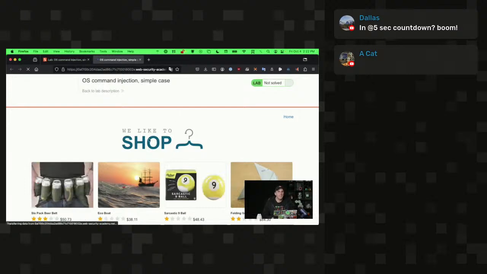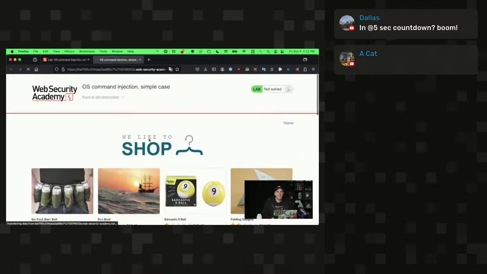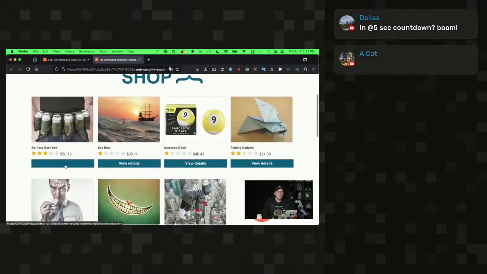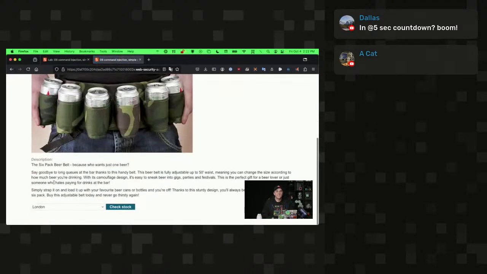In this case, we can see our vulnerable web application, and we can click around here. But if I go to view details, I can see that the particular thing we're interested in is this stock database checker.